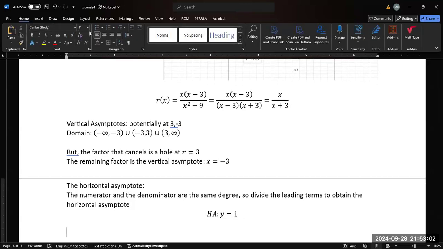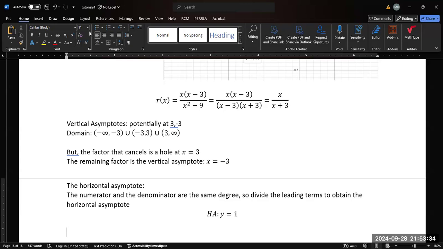Now, if the numerator is a higher degree, then you would need to do long division to obtain a slant asymptote or an oblique asymptote. So just be aware, you actually have to do the long division in that scenario. It's not the highest term only, because there could be an x term and a constant, and the only way that you can get that constant is to do the division.